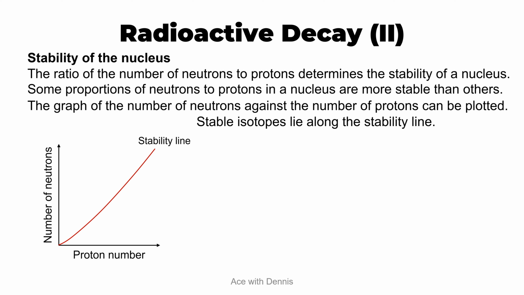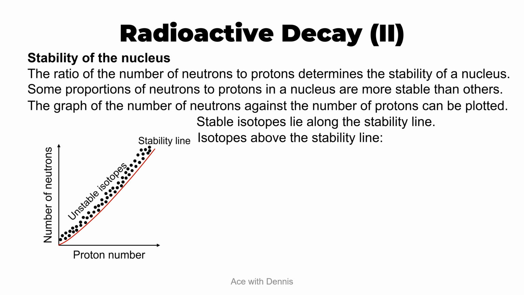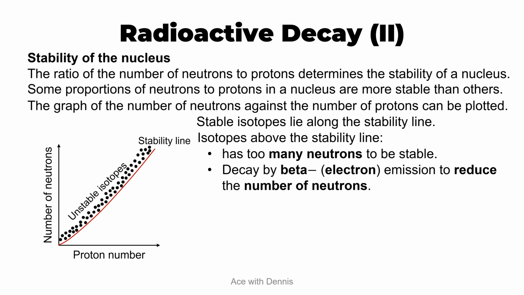Stable isotopes lie along the stability line. The isotopes above the stability line have too many neutrons to be stable. Hence, they decay by beta minus emission to reduce the number of neutrons.